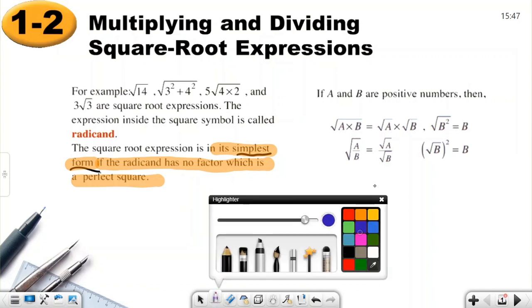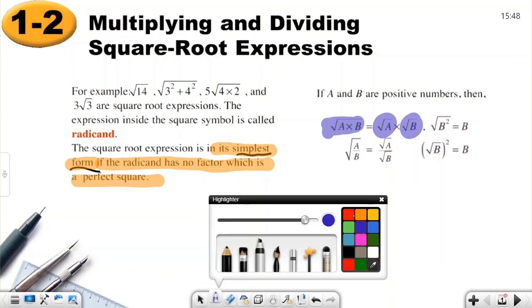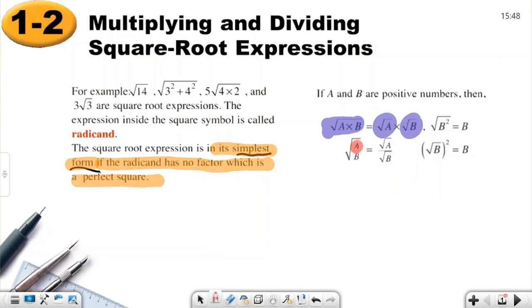Because our topic is multiplying and dividing, the first rule is multiplication. If we have two positive numbers inside the square root, a multiplied by b, I can separate it: square root of a times b equals square root of a multiplied by square root of b. The second rule is about division. If I have a fraction inside the square root, a divided by b, I can separate it: square root of a divided by square root of b.